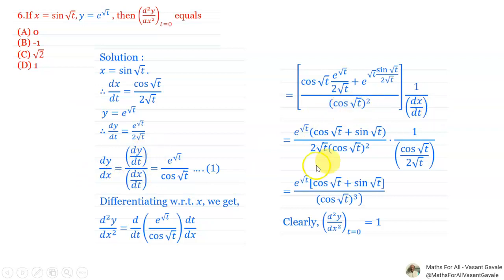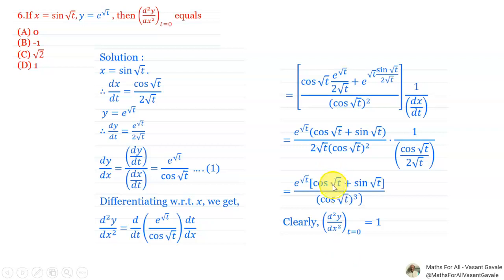Okay, and next you will get here e raised to root t cos of root t plus sin of root t upon 2 root t cos of root t bracket square into 1 upon the dx upon dt, which is the cos of root t upon 2 times root t. After simplification, you will get here e raised to root t cos of root t plus sin of root t upon cos of root t bracket cube. Clearly d2y by dx square at t is equals to 0.